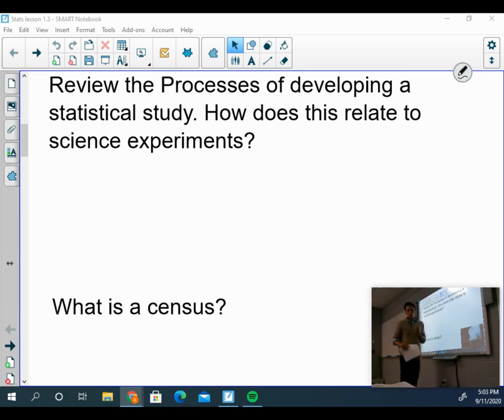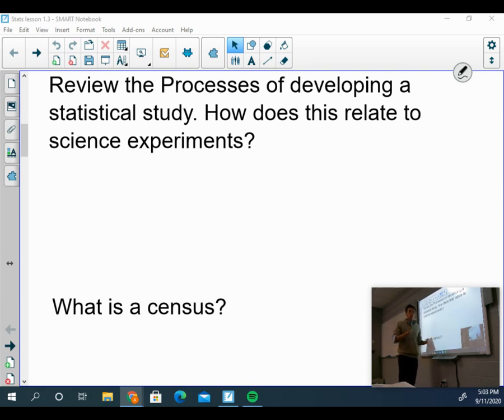Okay, so what is 1.3 all about? 1.3 is the introduction to experimental design. So if you think back to our definition of stats, we're collecting data, organizing it, then analyzing and interpreting it. In that data collection stage, we are going to talk about the design of an experiment.